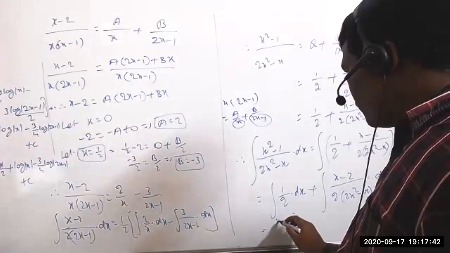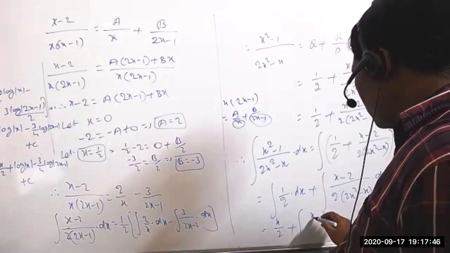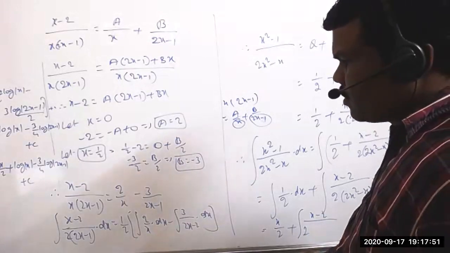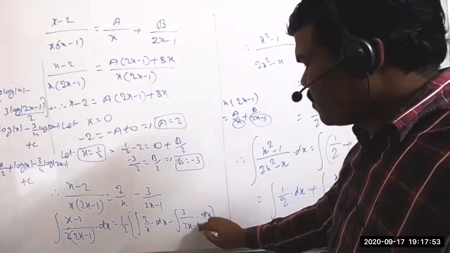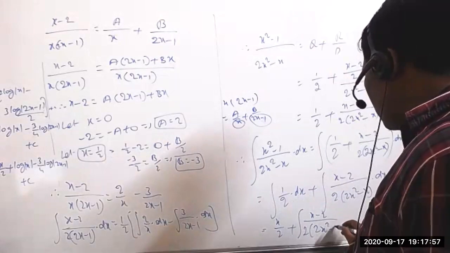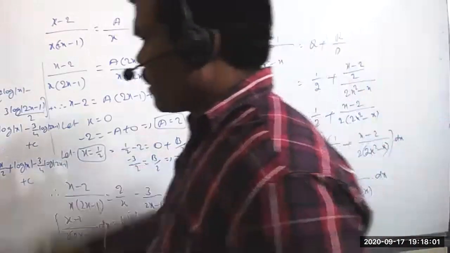Sir, it's an integration of 3 by 2x minus 1. You have written 2x minus 2, sir. 2x minus 1 only. Here, 2x minus 1, yes sir. This is the final answer.